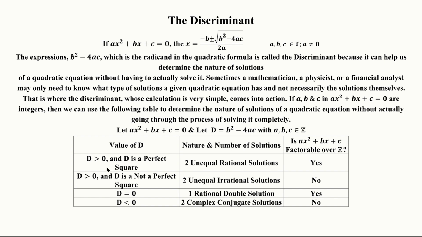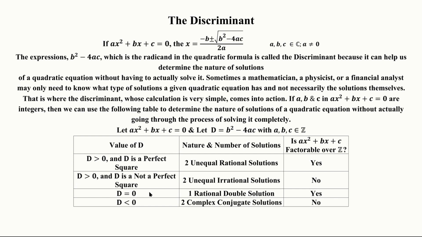Now, this is the nicest kind of quadratic equation. When this happens, you know for a fact that this would have been factorable over the set of integers had we tried it, okay? Now, the other scenario is when d is positive, in other words, the discriminant is positive, but it's not a perfect square. We're still going to get two real solutions, but they're going to be unequal irrational solutions. And this kind of equation would not have been factorable over the set of integers.